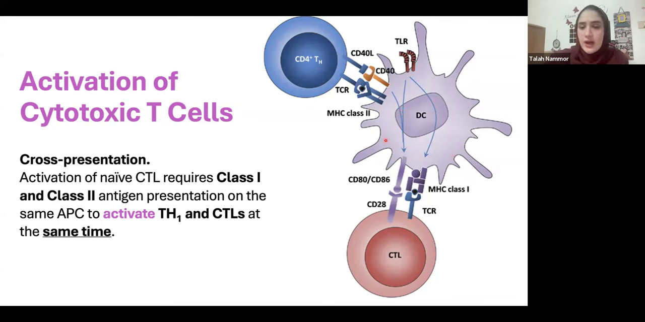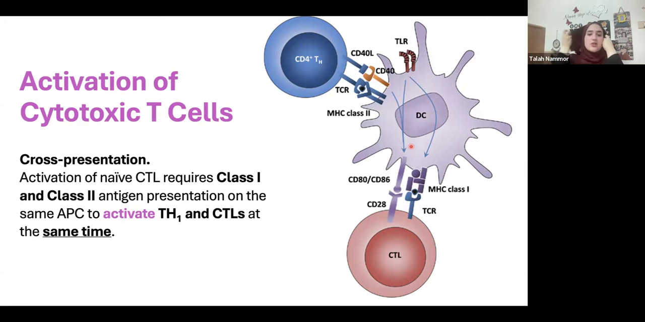If you look here, we have a dendritic cell. This dendritic cell is expressing an antigen, because what's the job of dendritic cells? Literally antigen presentation, which is why it's often called an antigen presenting cell. This antigen is presented on MHC class 2 for the CD4 T cells and on MHC class 1 for the cytotoxic T cells. Both of them are activated at the same time, and that's how a cytotoxic T cell is activated.